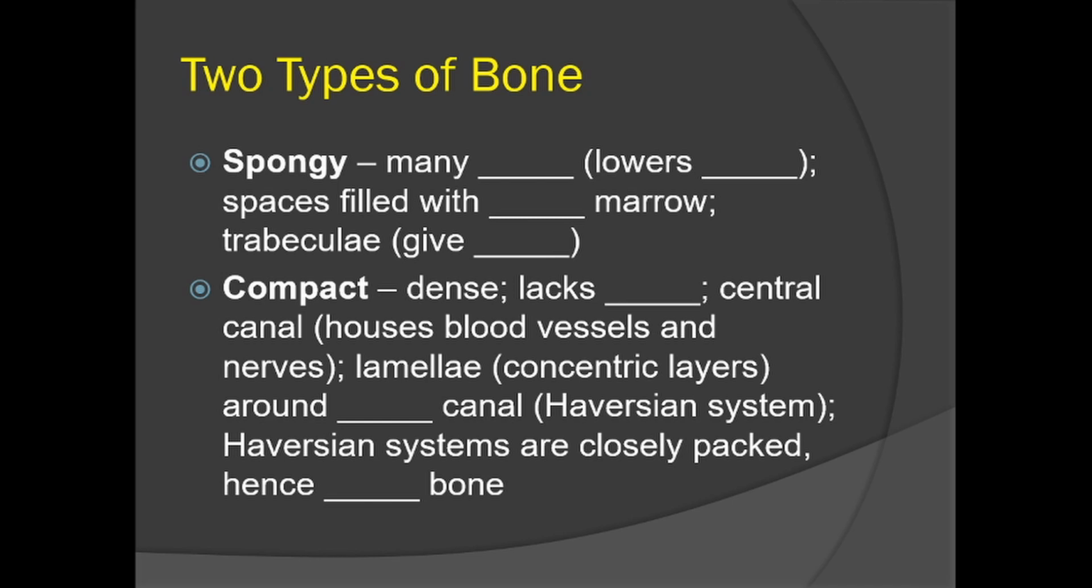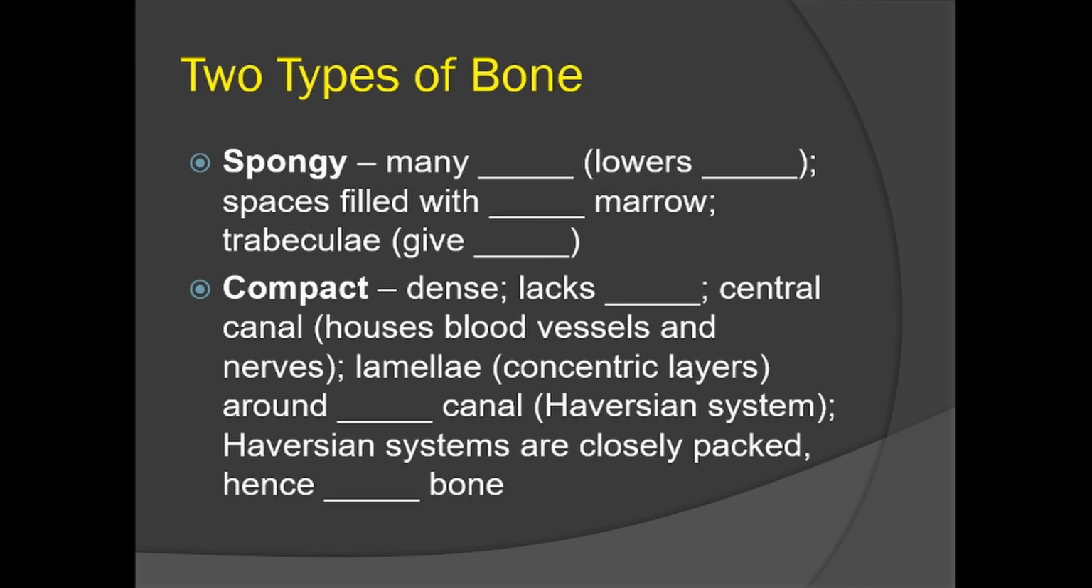Compact bone, on the other hand, is dense and it lacks spaces within it. It has a central canal within a unit of compact bone, and we'll talk about those in a minute, which house blood vessels and nerves. So the central canal is kind of an open area within a subunit of the compact bone. Compact bone is made of these concentric layers that are called lamellae, forming around the central canal. So that is what I was just speaking about.